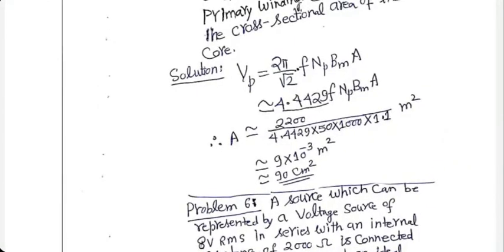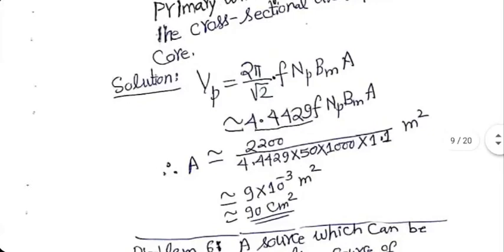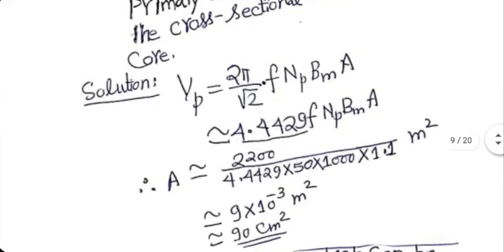You will get the value of A in meter square. To convert it into centimeter square, you would multiply by 10 raised to the power 4. 1 meter has 100 centimeters. So 1 meter square will have 100 multiplied by 100 centimeters square. Okay.